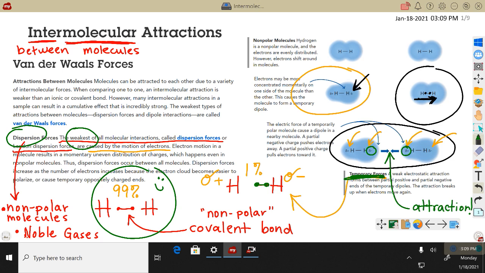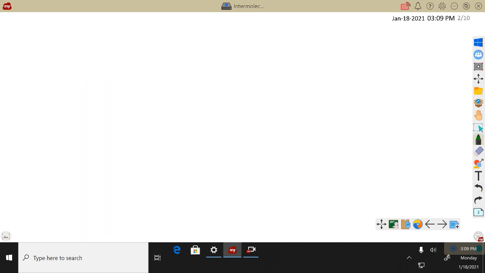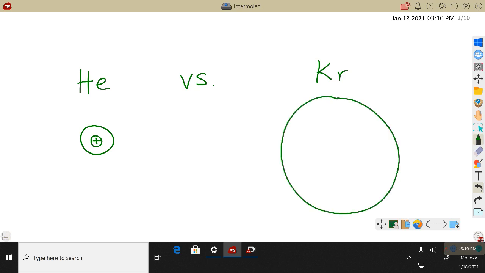And so here's the other thing that we should mention. Let's say I have a couple atoms. Let's do some noble gas atoms. So maybe helium versus krypton. Helium is a pretty small atom, and we'll give it a positive nucleus in the middle. And krypton's a pretty big atom, 1, 2, 3, 4 energy levels. I'll just make it really big. And then here's the positive nucleus.